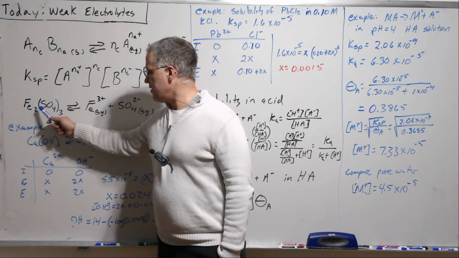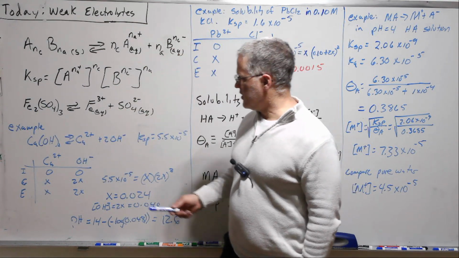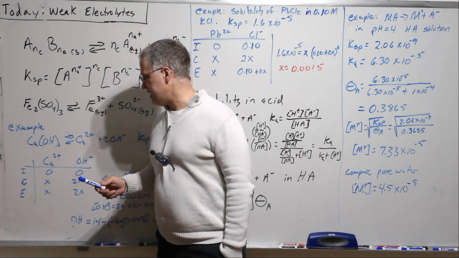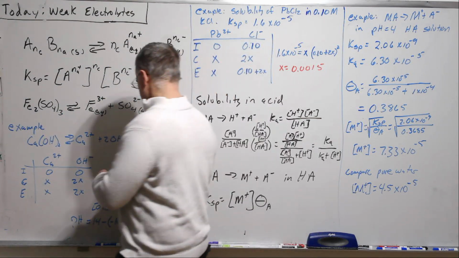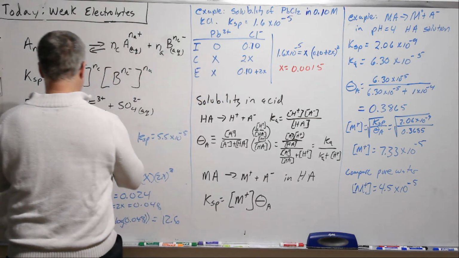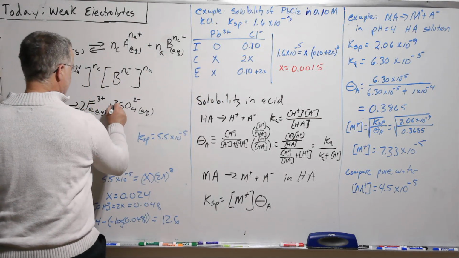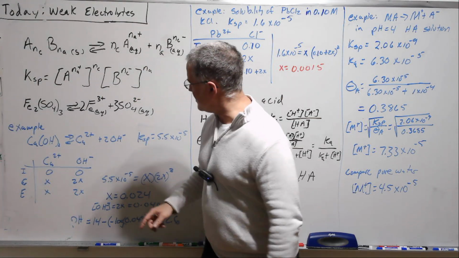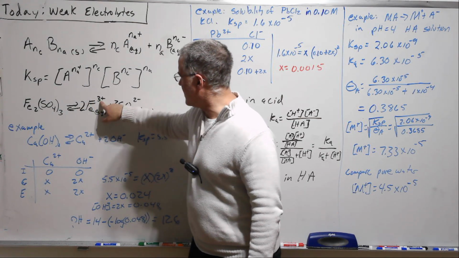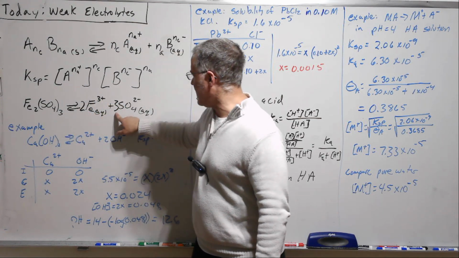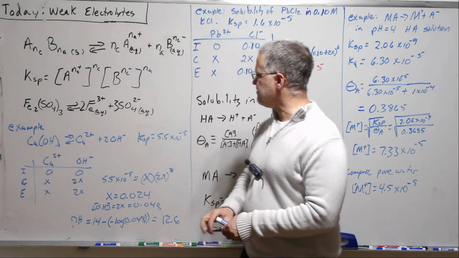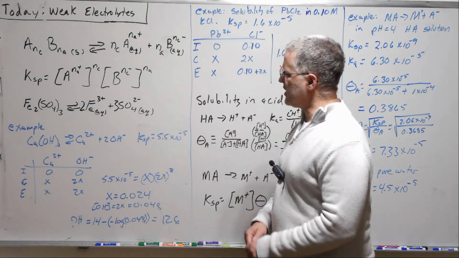Let's take iron 3 sulfate. With iron 3 sulfate, we have 2 irons and 3 sulfates. This will break up into, mistake here, 2 irons and 3 sulfates. So the 2 goes along here, right? And then the 3 comes up here as the oxidation state. The 3 comes along here, and the 2 comes up as the oxidation state for our balanced reaction.